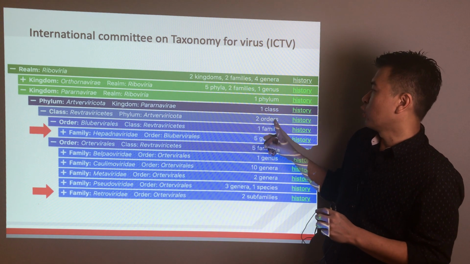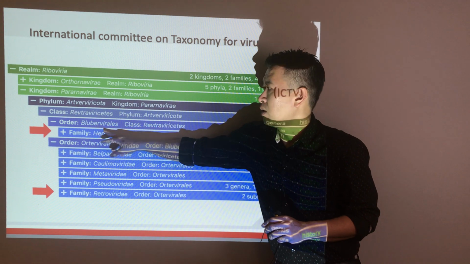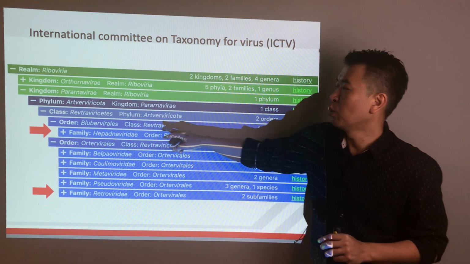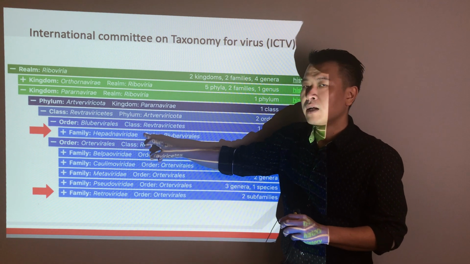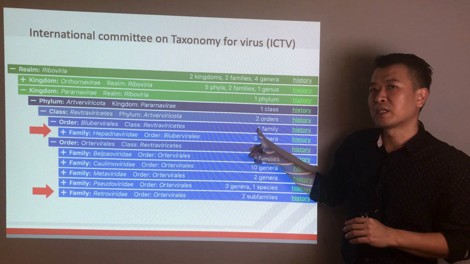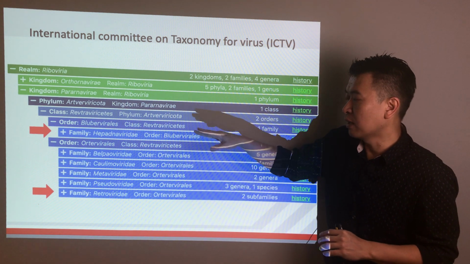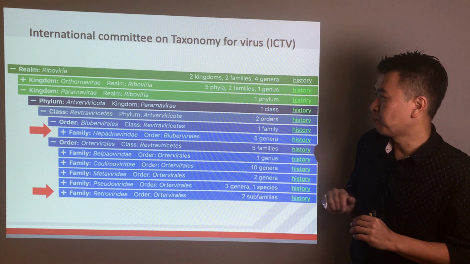In this class, you have two orders. One order is Blubervirales, which is where the family Hepadnaviridae is classified. So this is the only family for this particular order. Right? Hepatitis B is being classified into this family.